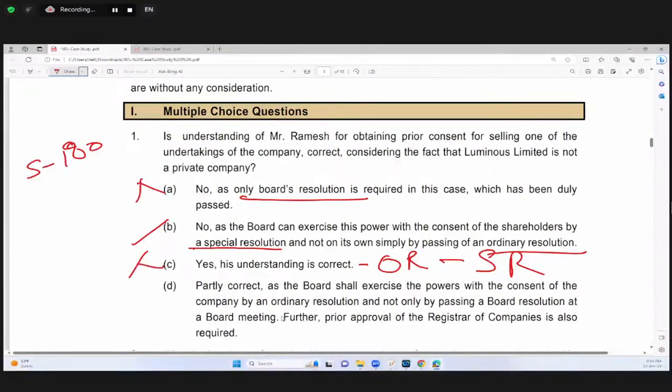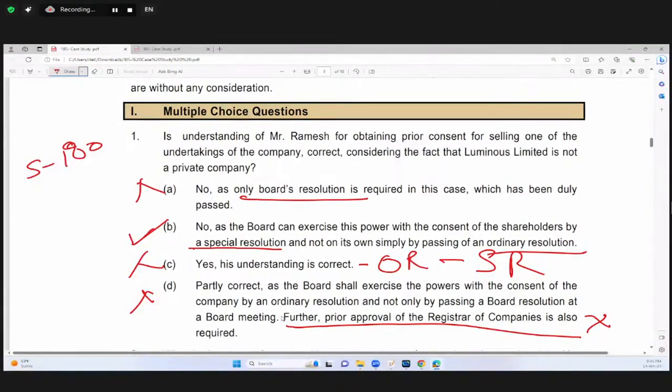Moving to option D, partially correct, as the board shall exercise the powers with the consent of the company by an ordinary resolution and not only by passing a board resolution at a board meeting. Further, prior approval of the registrar of companies is also required. Here the act does not require that for selling its undertaking, the company has to go to the ROC. So if we look at four options, we can see that option B is the correct option.